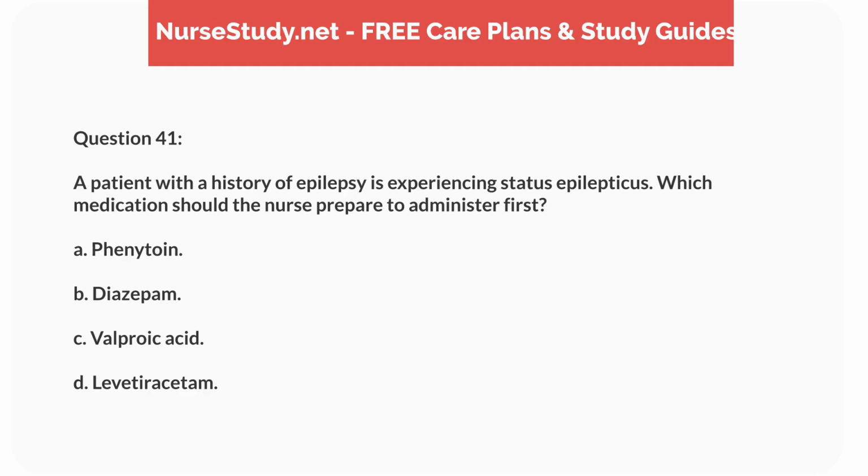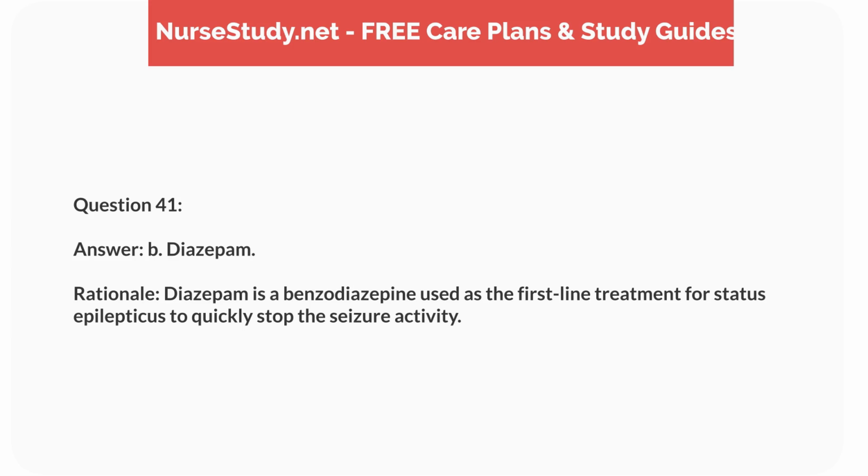Question 41. A patient with a history of epilepsy is experiencing status epilepticus. Which medication should the nurse prepare to administer first? A. Phenytoin. B. Diazepam. C. Valproic acid. D. Levetiracetam. Answer: B. Diazepam. Rationale: diazepam is a benzodiazepine used as the first-line treatment for status epilepticus to quickly stop the seizure activity.